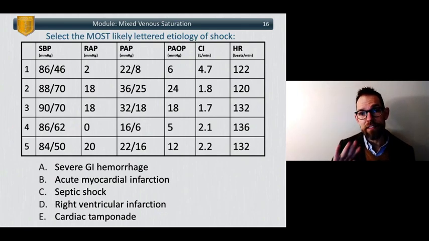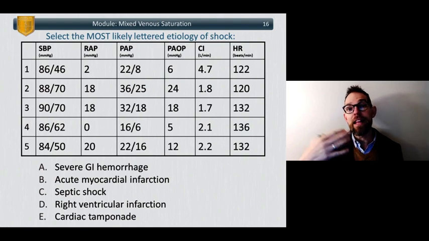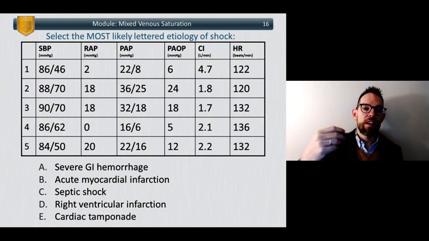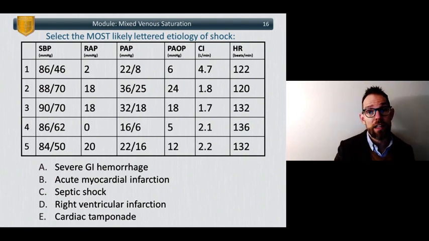Now, this is a challenging question. I'm going to give you some time to work through it initially, and then we're going to work through what each condition is and how we get to the final answer. So you've got this chart of condition 1, condition 2, condition 3, condition 4, condition 5. This matches up to severe GI hemorrhage, acute myocardial infarction, septic shock, right ventricular infarction, cardiac tamponade. Select which one of those numbers matches up to A, B, C, D, or E. Give you a second to take a look at that.